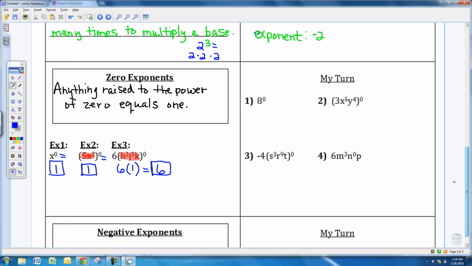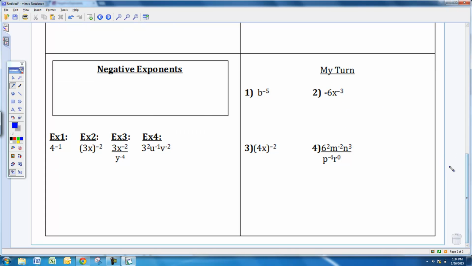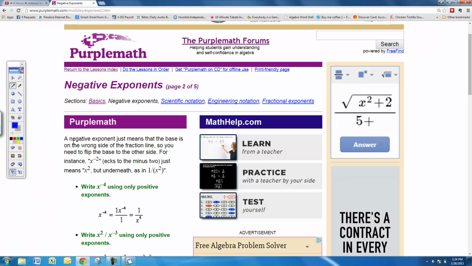Okay, we will do the my turn problems for zero exponents in class. Let's go on to the negative exponents rule. I'm going to go to the Purple Math website for this rule because I really like their definition. It says that a negative exponent means that the base is on the wrong side of the fraction line. So you need to flip the base to the other side.